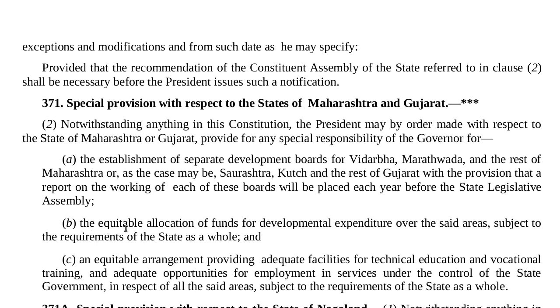B. The equitable allocation of funds for developmental expenditure over the said areas, subject to the requirements of the state as a whole, and C. An equitable arrangement providing adequate facilities for technical education and vocational training and adequate opportunities for employment in service under the control of the state government in respect of all the said areas, subject to the requirements of the state as a whole.